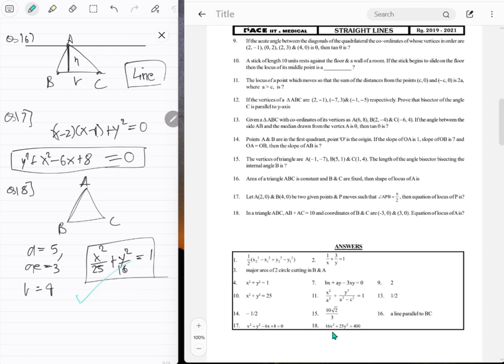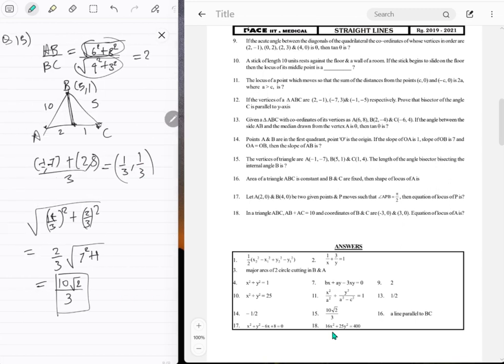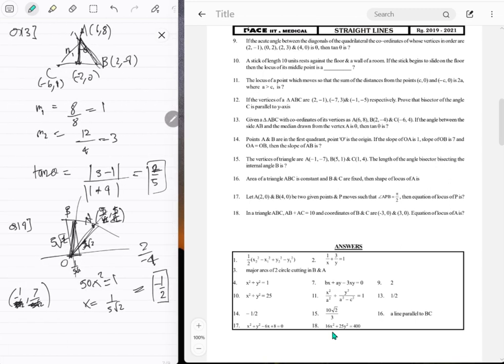Question number 17, x squared plus y squared plus 6, yes. Question number 16, a line parallel to BC, I mean, yeah, you know what it is. Cool. Question number 13, it's 1 by 2. Your M1 is, yeah, just do it correctly. Question number 13, coordinates as these.